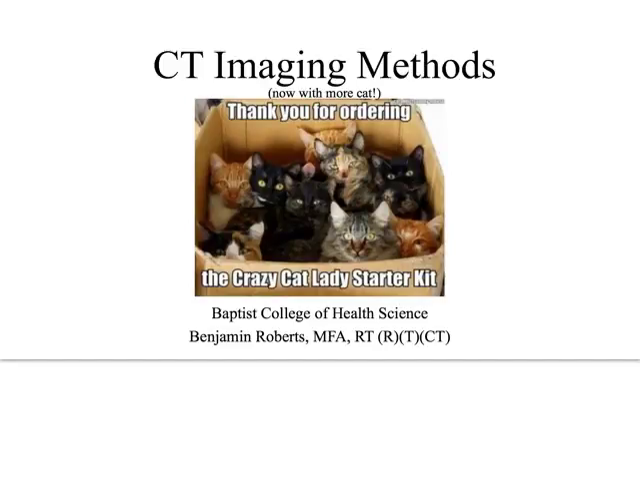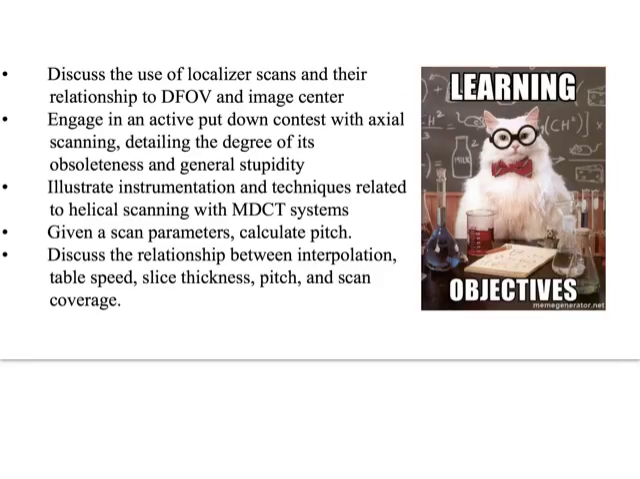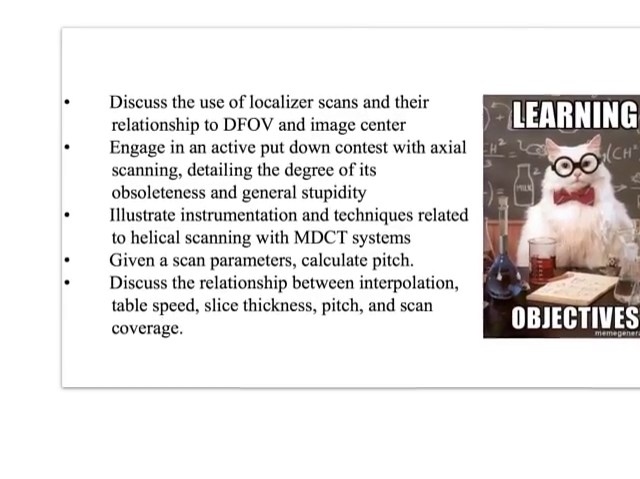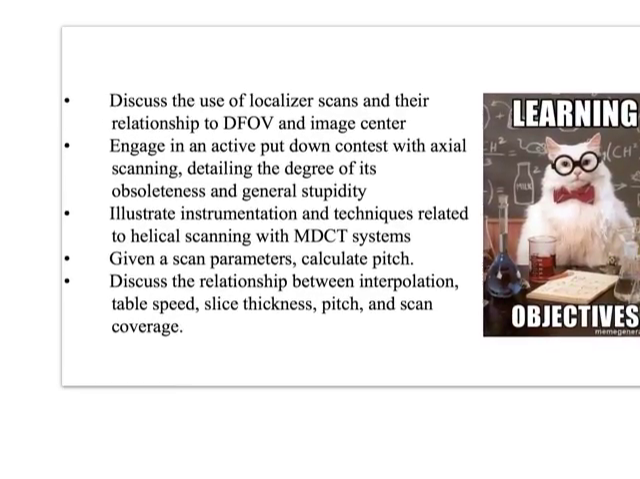Okay, let's talk a little bit about Chapter 5 here with Extra Cat. So here's some learning objectives for us. Let me move this around here. We're going to be discussing the use of localizer scans, and we've talked about those a little bit already in class, but we'll talk about how they work to determine our display field of view, as well as image center, all of those things we can kind of build around a localizer scan.